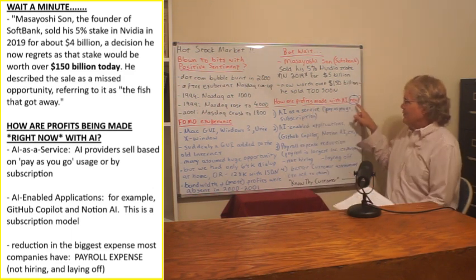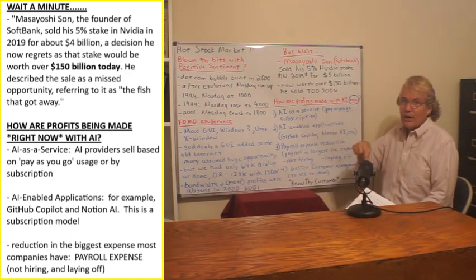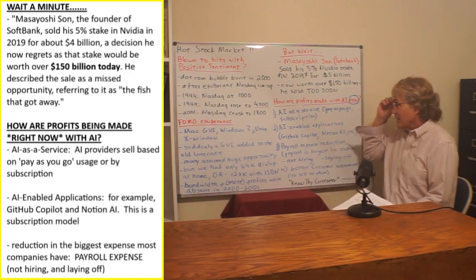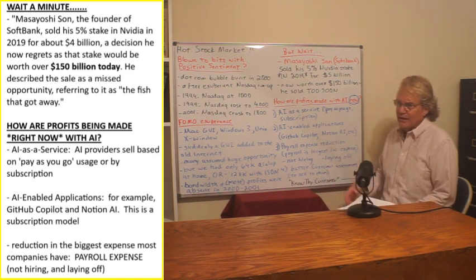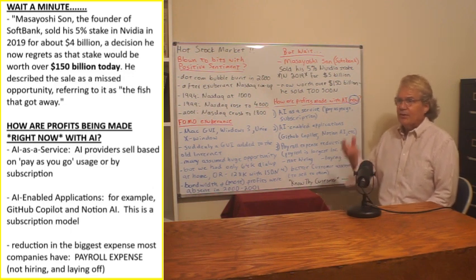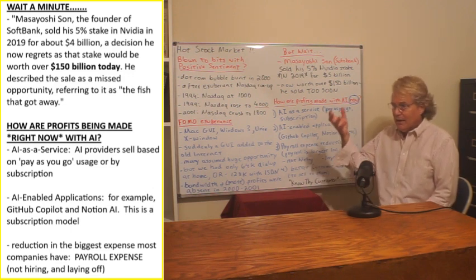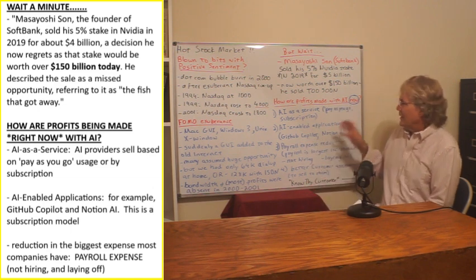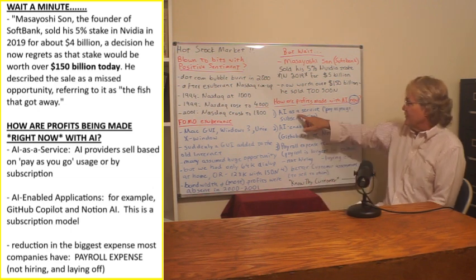So how are profits being made with artificial intelligence right now? This is important, okay? Because you want to be able to justify, okay, I'm buying these stocks or I'm buying ETFs that are AI related. They have footprints in AI. Are they making money? Answer is yes.